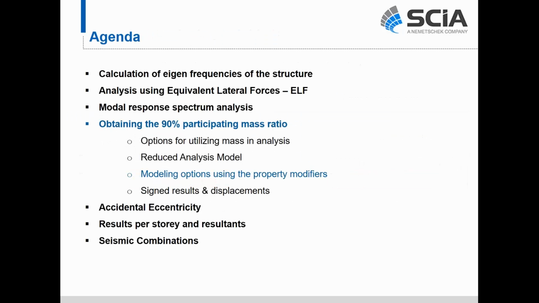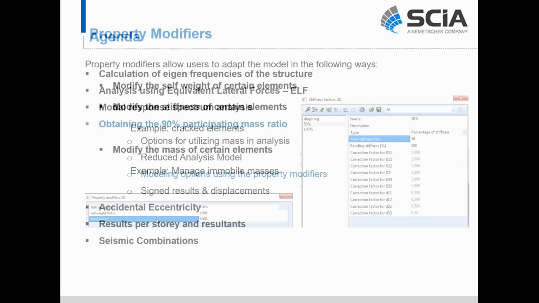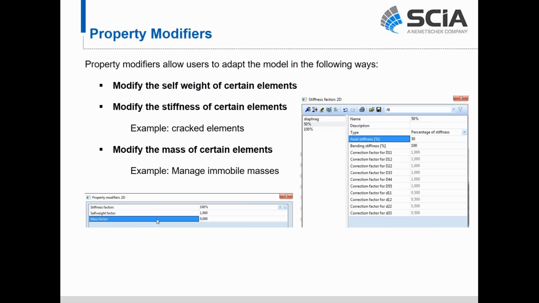Now another option that we can do is some modeling options using what we call property modifiers. Property modifiers in the system allow SCIA to modify the self-weight of certain elements. So in cases where you think you're going to have local modes and local vibrations, we can actually reduce the self-weight to 0, or not even necessarily reduce the self-weight, but even just reduce the mass. And so we have the option to do either of those.